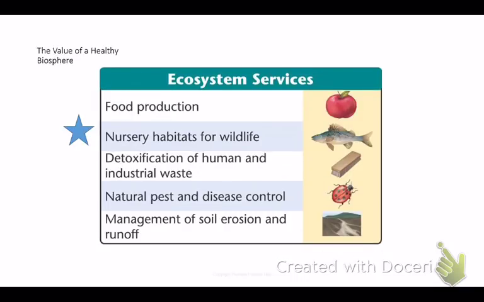Other things that you may want to write down. So the ecosystem provides us with food. It provides us with wildlife habitats, provides us with pest control that's natural and not chemical. But if we reduce biodiversity, we get rid of all of these services that the environment is supposed to provide for us without any sort of harm.